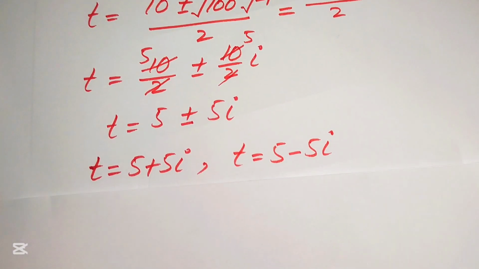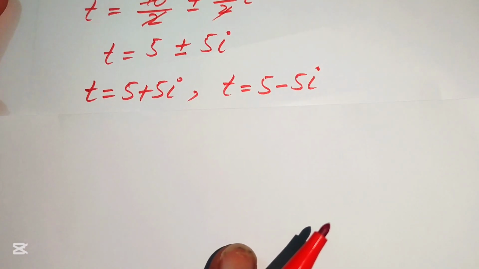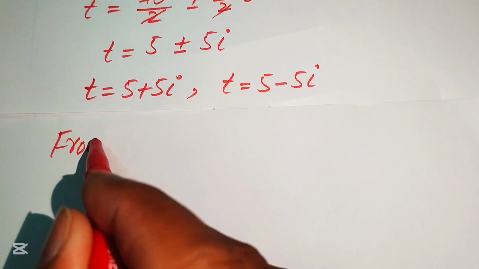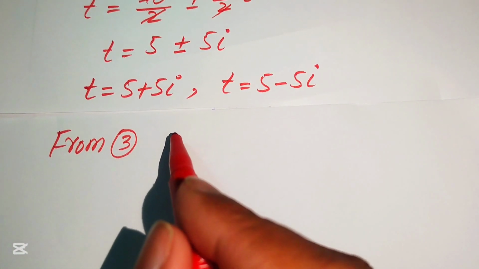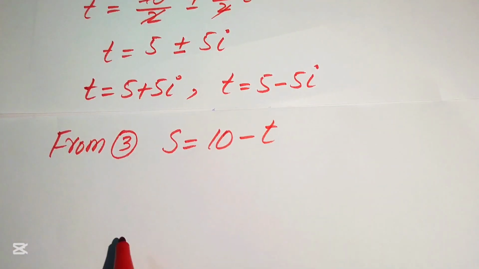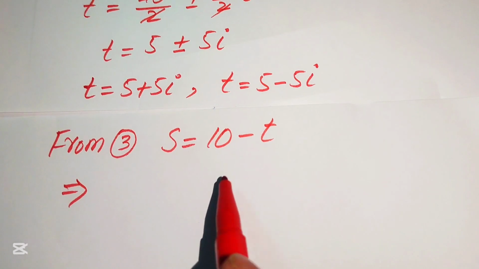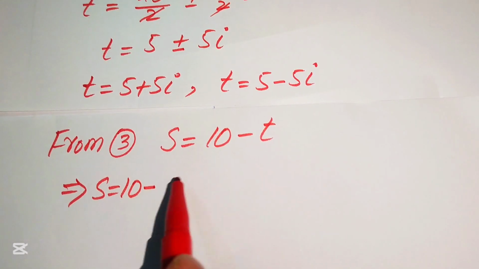So here we substitute these two values of t in equation number 3, and we get the corresponding values of s. First we need equation number 3, so we copy it down here. It is s equals 10 minus t, and now we put both of the above values of t here.